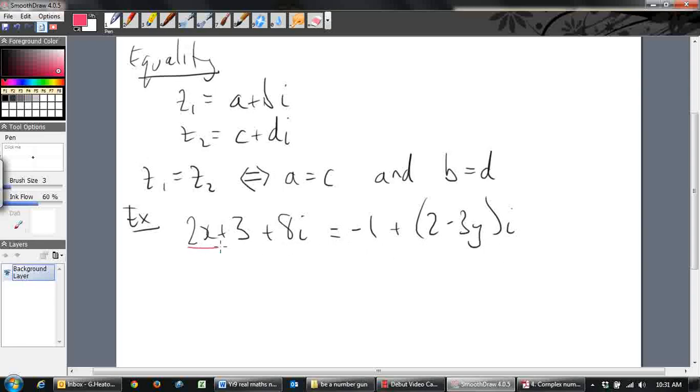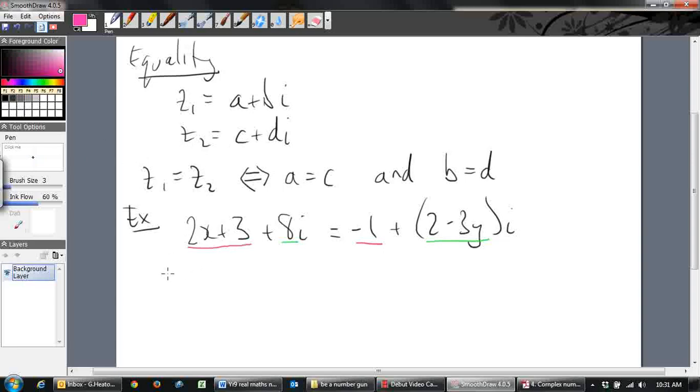What's the real part on this side? That is the real part there. What's the real part on this right hand side? Well, that is the real part there. This is all imaginary here. This is real here. Let's look at the imaginary part. On this side, the imaginary part is 8. What's the imaginary part on this side? The imaginary part is that there. So that gives us two equations. I'll keep those colours and do the equations.